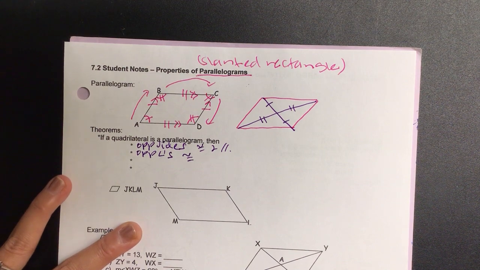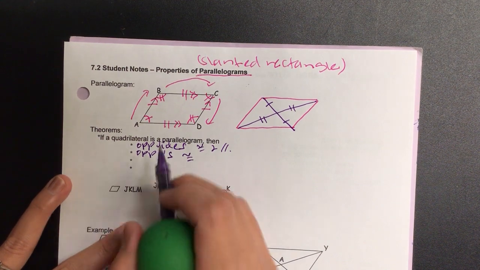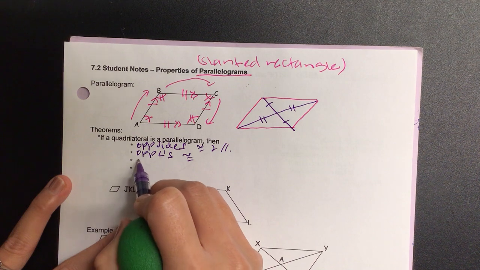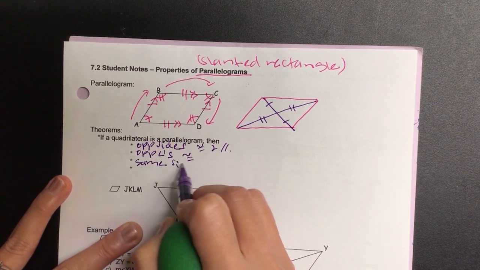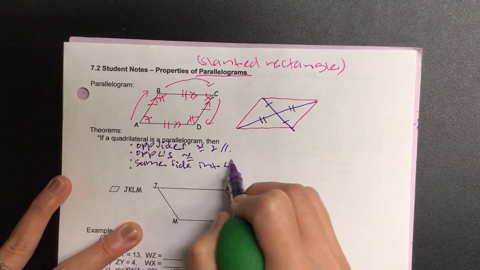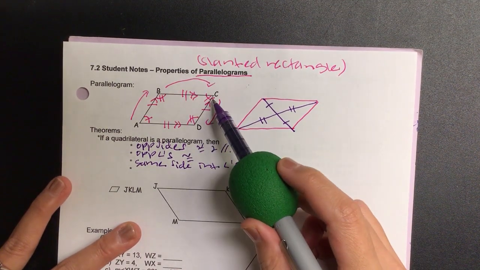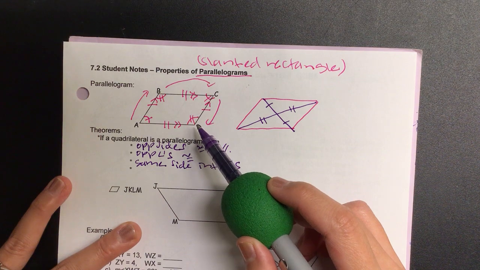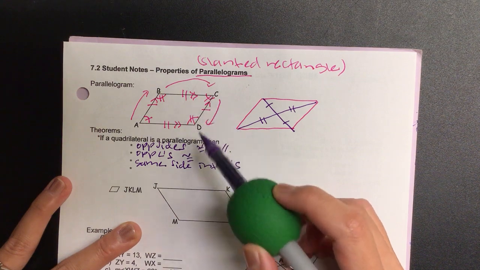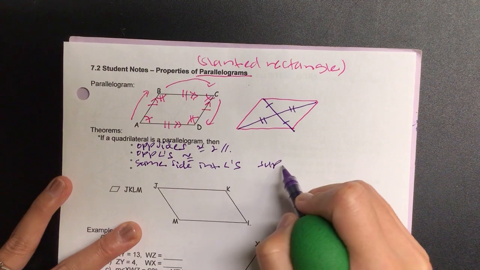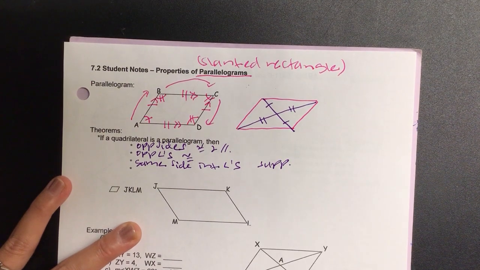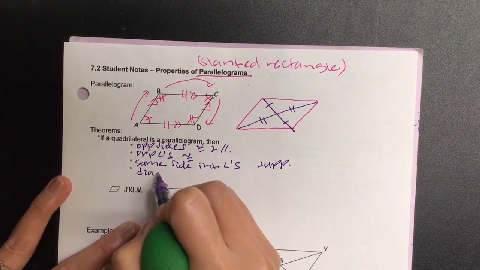And something that we really haven't mentioned on this unit, but back in unit 3 or 4, we know same side interior angles, meaning the angles that are right next to each other. Angle C and angle D are not congruent, but they are what to each other? Supplementary. And the diagonals bisect each other.